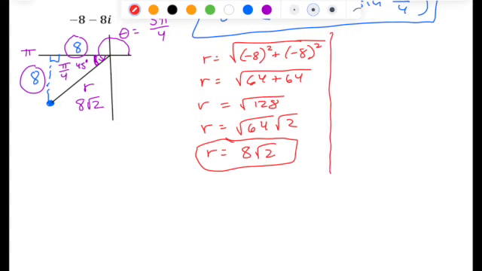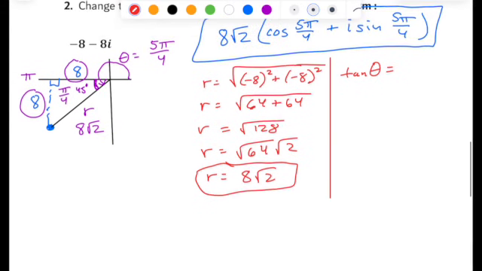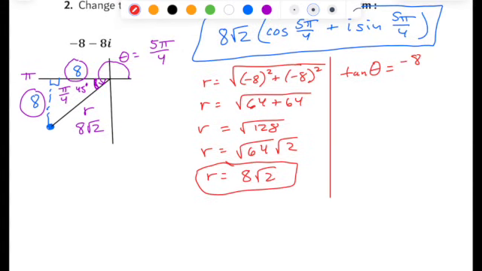If you're finding the angle, you would say tangent of theta is y over x, or b over a. So negative 8 over negative 8 is positive 1. So you're saying, when is tangent positive 1? Well, there are two quadrants where tangent is positive. That's quadrant 1 or quadrant 3.